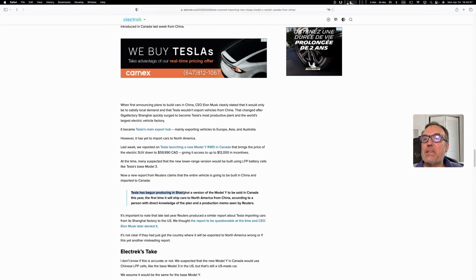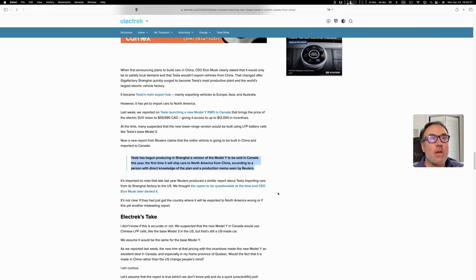Tesla has begun producing in Shanghai a version of the Model Y to be sold in Canada this year, the first time it will ship cars to North America from China, according to a person with direct knowledge of the plan and a production memo seen by Reuters. So why not? Why not use this great factory that they have in China if they can supply some cars to Canada?